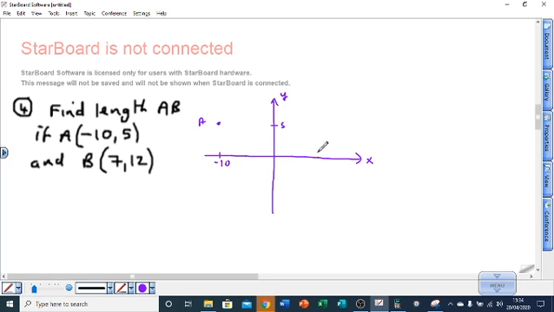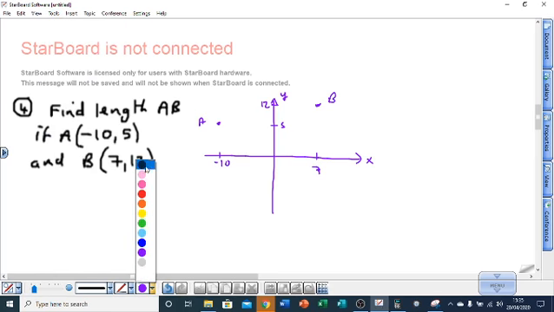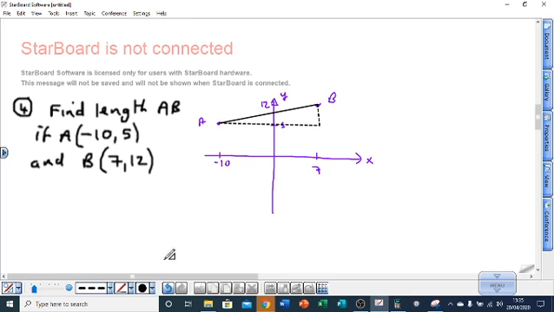Coordinate B is 7 across, just very rough, it's not to scale, and 12 is up there, and that is coordinate B. Now we're trying to find the length going from here to here, so we're drawing that up, and as I've shown you with this sketch before, you just drop a vertical down from the highest point, and from the lowest point you meet it like that to form a right angled triangle.